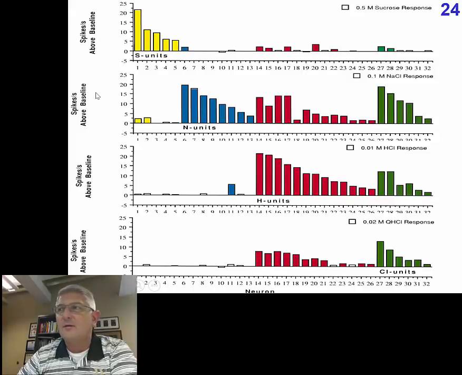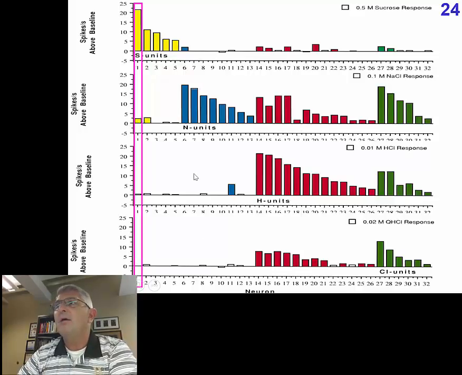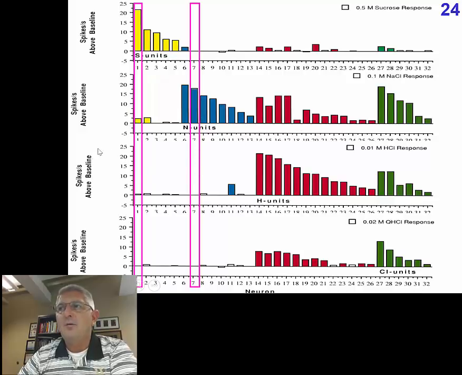If we look at this in a little bit more detail, here's neuron 1 that I've highlighted in pink on the screen. It responds a lot to sucrose, not very much to salt or sour or bitter. Now we have a neuron that responds primarily to salt and not to anything else. So these two neurons would be labeled line neurons, one labeled line for salt, one labeled line for sweet. Neuron number 1 being a sweet labeled line neuron, neuron number 7 being a salt labeled line neuron.